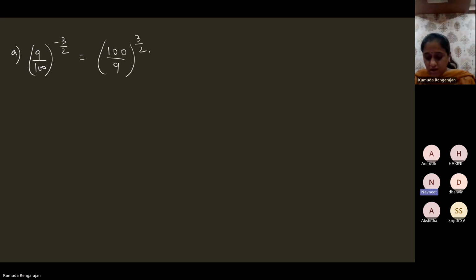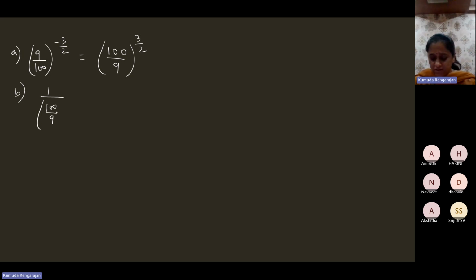So the first option is 9 by 100, the whole power minus 3 by 2, correct? And this is nothing but the reciprocal of the base, 100 by 9, and negative of the power, 3 by 2. So it's not equal.